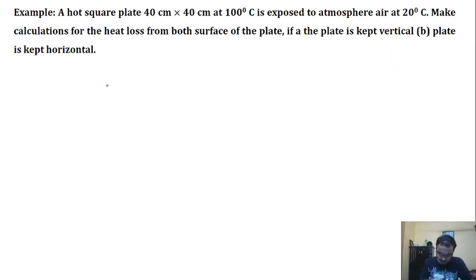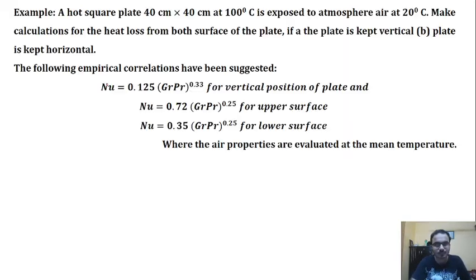Now we are going to have one example on this. So this is our question, that is we will not go much in detail here, but we will quickly see how we can apply empirical correlations on this. First of all, let us go through this question, that a hot square plate of 40 cm cross 40 cm at 100 degrees Celsius is exposed to atmospheric air at 20 degrees Celsius.